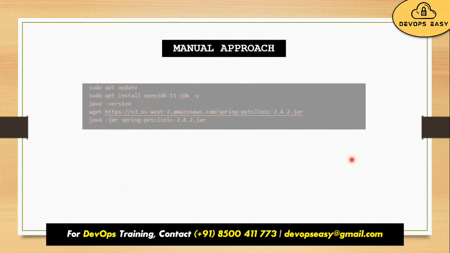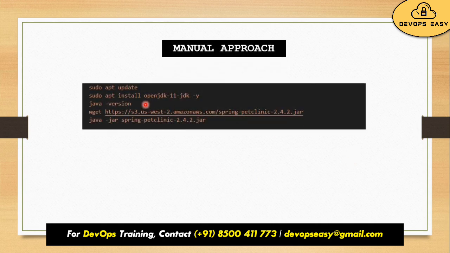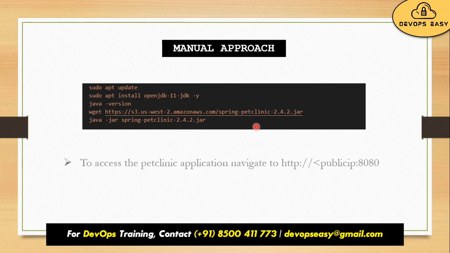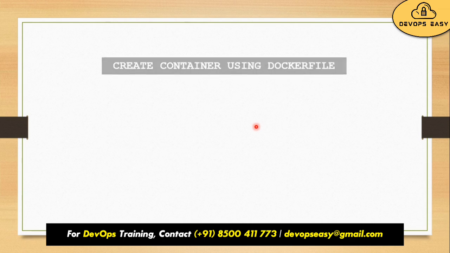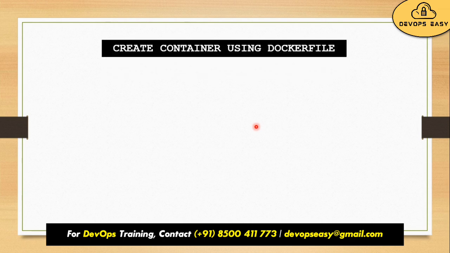What is the manual approach? First you need to install Java, then you need to have a jar file, and then you can directly run this application. I will show the manual steps as well as how to convert that application into a Dockerfile. I will show that as well.